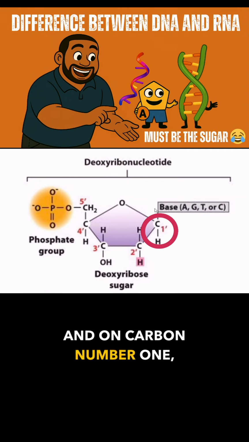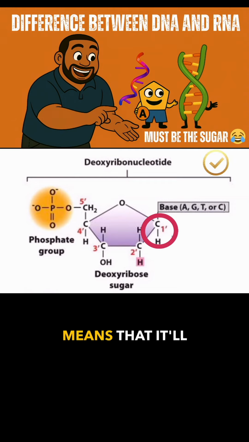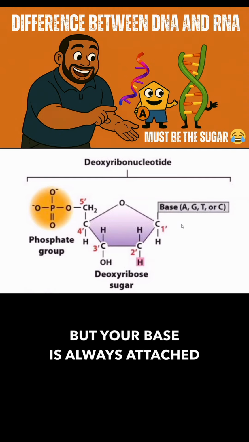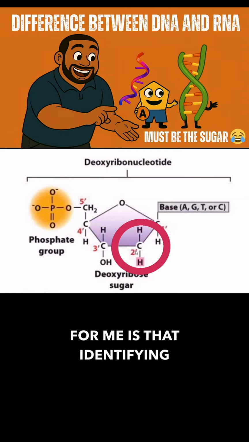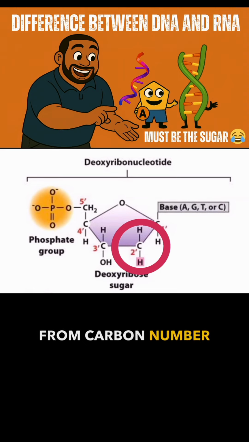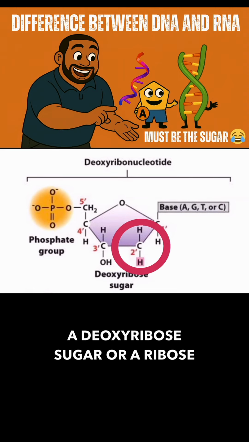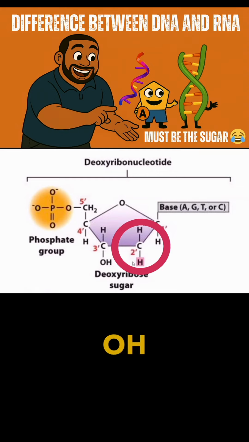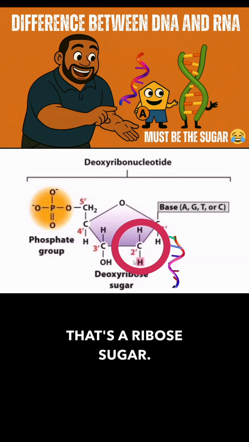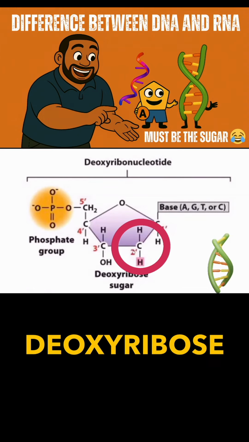On carbon number one, your base is always attached. This is gold, which means that it'll be on the exam. You'll see this again, so remember this, right? Your base is always attached to carbon number one. Carbon number two for me is that identifying carbon, meaning that from carbon number two, I'll be able to tell if this is a deoxyribose sugar or a ribose sugar. And it's really about what's here. If it's an OH here, then I know that's a ribose sugar. If it's just the hydrogen here, no oxygen, then that's a deoxyribose sugar.